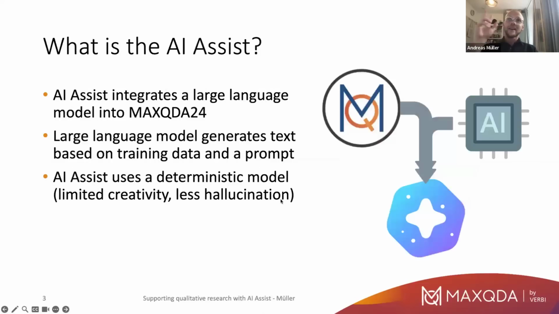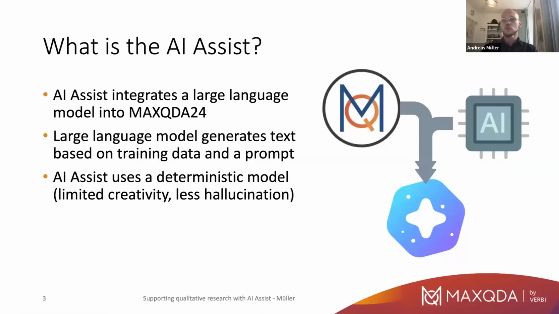What is the AI Assist? The AI Assist, that's an important thing for all of you who don't know what MaxQDA is. The AI Assist is an add-on to an existing research software. The existing research software is MaxQDA. It's a quite well-established software for qualitative data analysis.